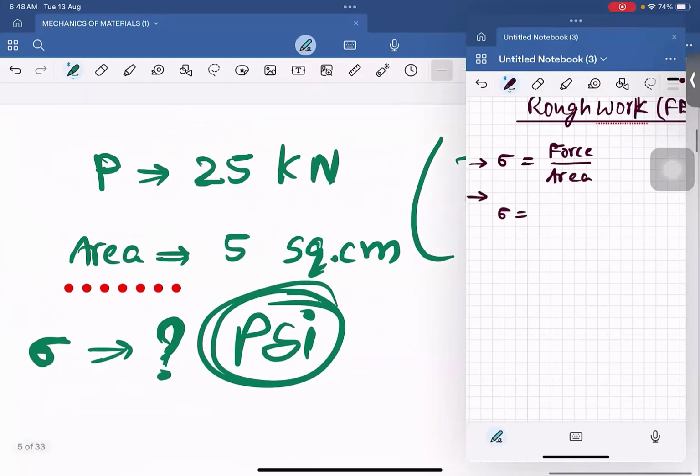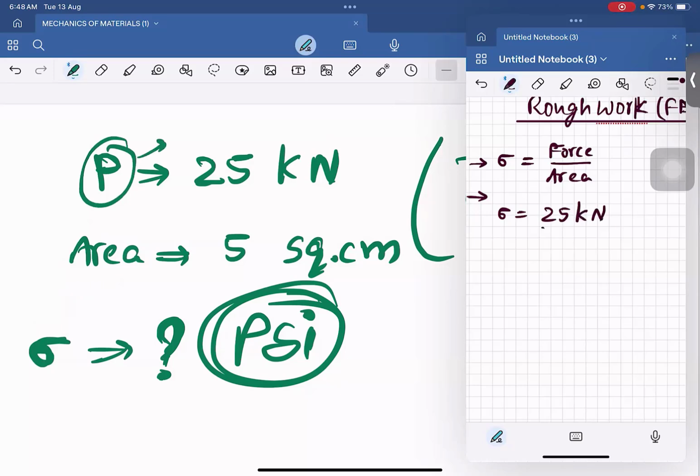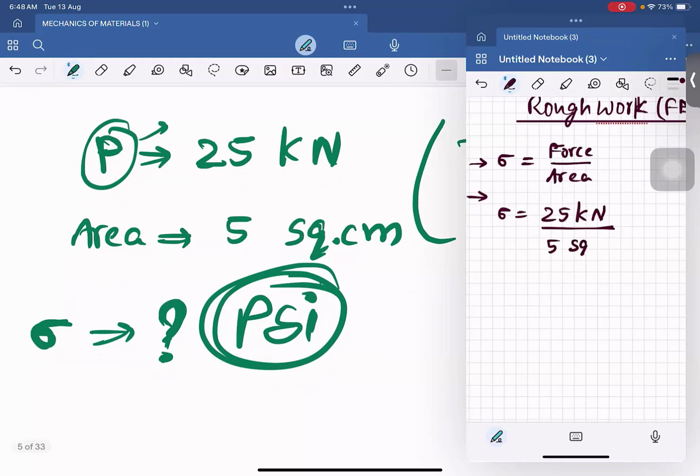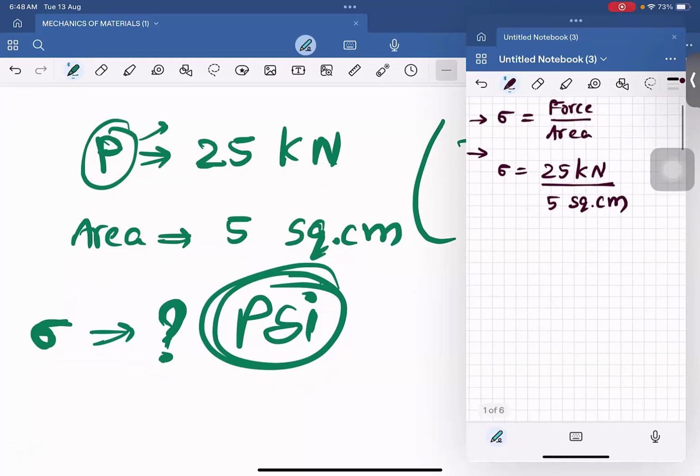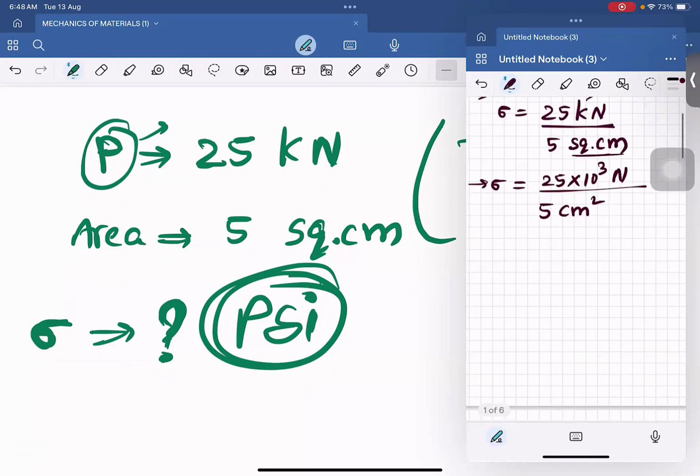The load is 25 kilonewtons. So force, load, whatever, we don't get confused. 25 kilonewton by area, which is 5 square centimeter. Then 25 into the prefix kilo, which is 10 power 3 newtons. Next, to avoid the centimeter square term, I write 25 into 10 power 3 newtons by 5 into 1 centi, which is 10 power minus 2, whole square, into meter square. Is it correct?